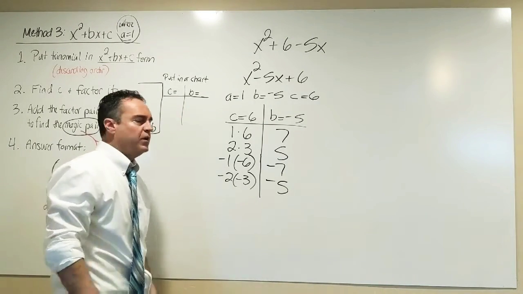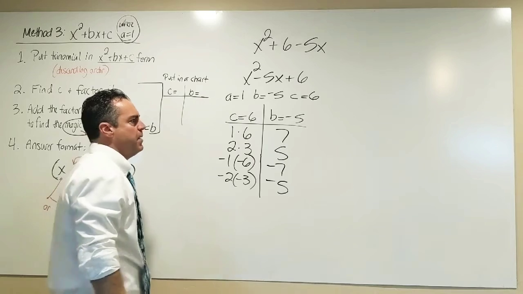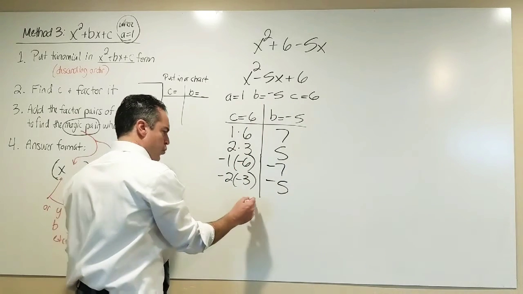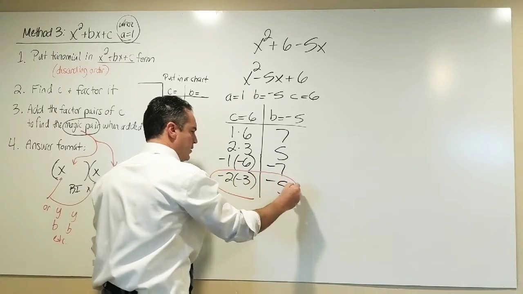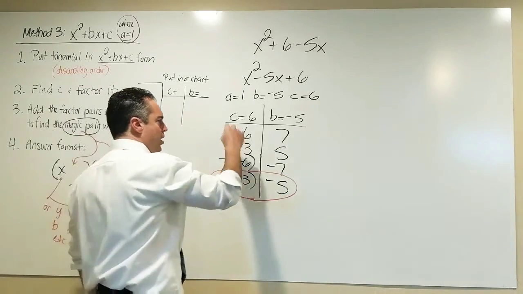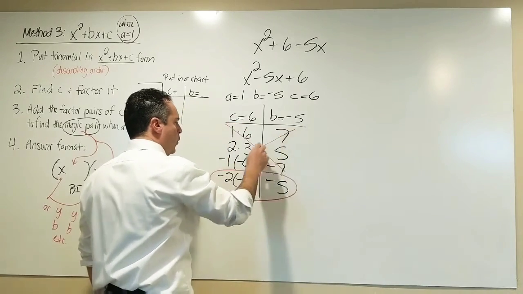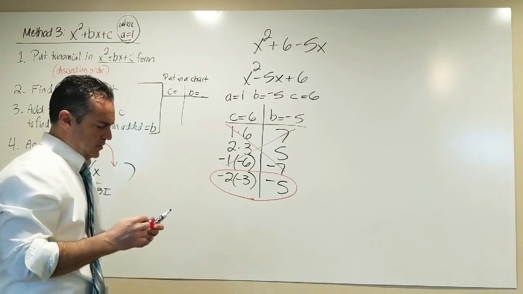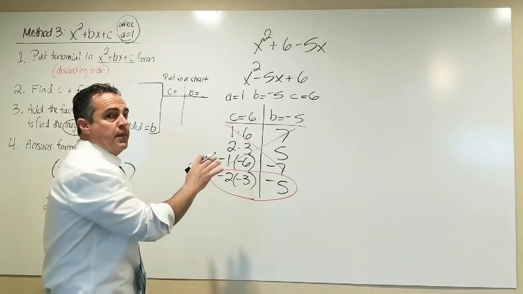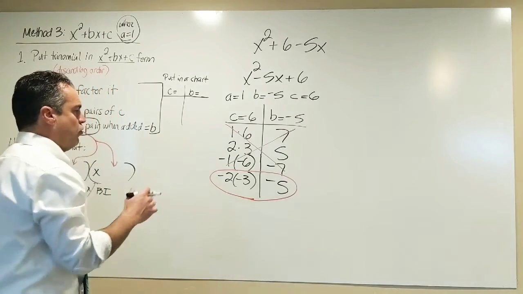So Nicole, what's the magic pair? Which one makes B? Negative 2 and negative 3. Ding, ding, ding, right there. There's the magic pair. All the other ones don't matter. We don't care about those. We're only looking for the magic pair. We're going to talk about them not mattering in a second, but I want you to hold off on that.